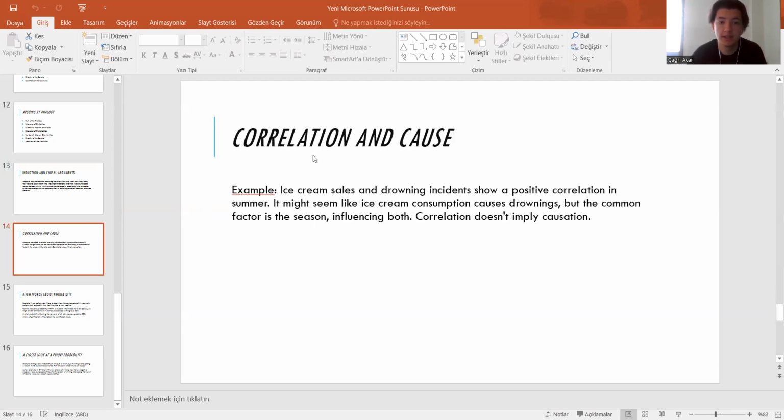And the next title is Correlation and Cause. Correlation refers to the mutual presence or absence of two things or events. Positive correlation may suggest a causal link, while negative correlation may indicate prevention. However, correlation doesn't imply causation.